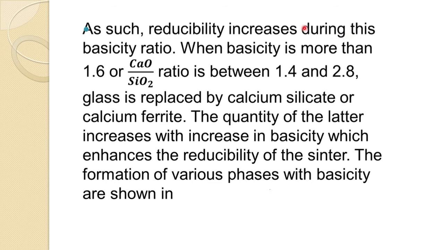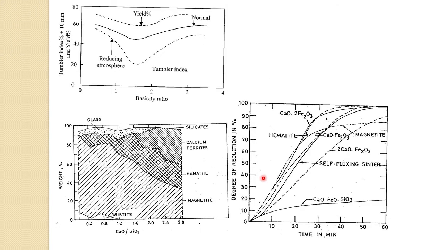But if you increase the basicity ratio more than 1.6, or in CaO/SiO2 1.4 to 2.8, which is basicity 1.6 to 3, then glass is formed by calcium silicate or calcium ferrite. The quantity of this latter increases with increase in basicity, which enhances the reducibility of the sinter. As we were saying, when basicity goes beyond 0.8 and 1.6, your strength decreases and yield also decreases. You can see that. Usually that basicity is avoided because the tumbler index goes down.